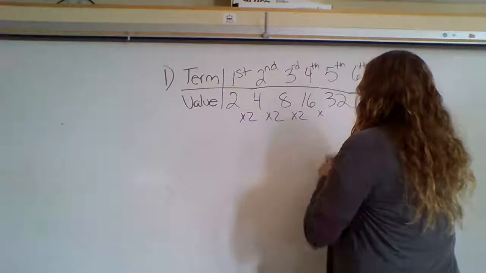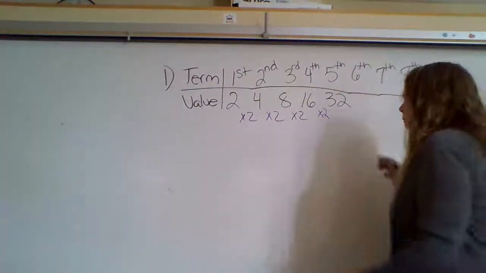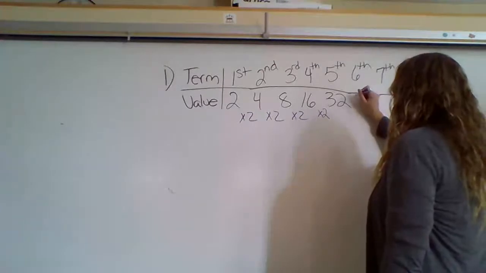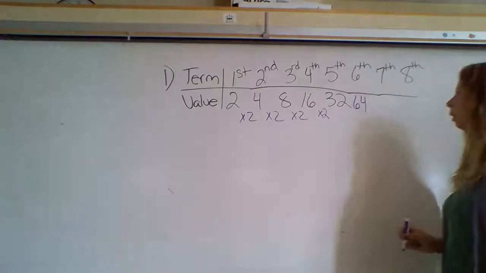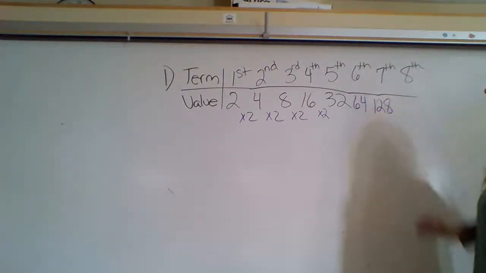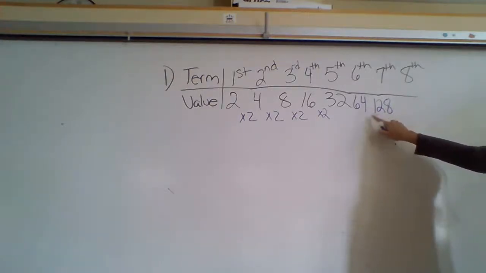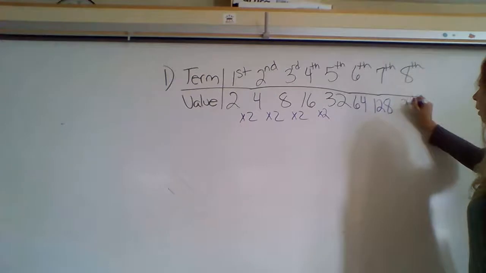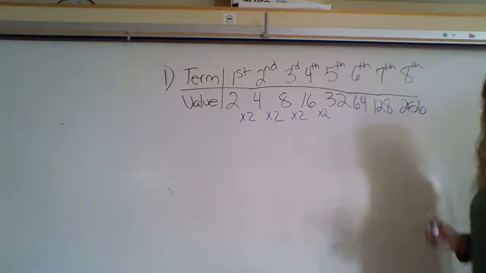So then you have to fill in your table. You can just continue that. 32 times 2 is 64. 64 times 2 is 128. And then 128 times 2 is 256. Okay, so that's your table.